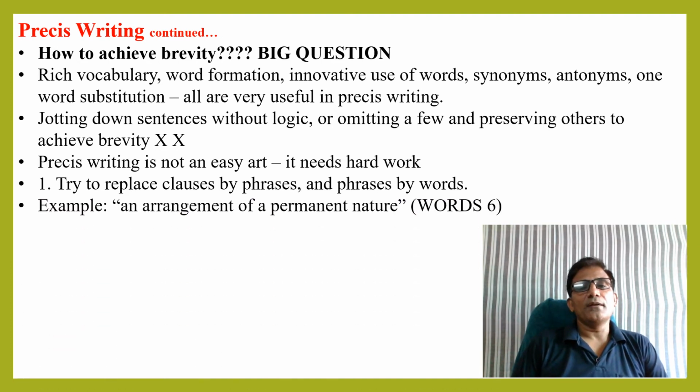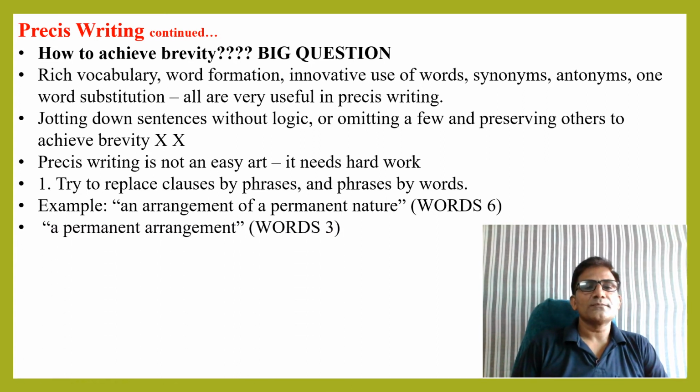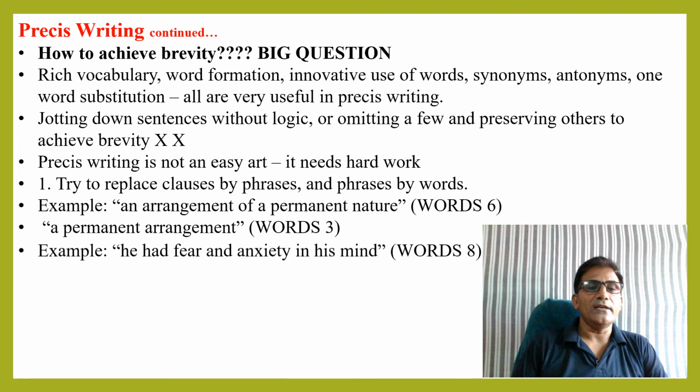Here is one example: an arrangement of a permanent nature. This expression has 6 words in it. An arrangement of a permanent nature. We can reduce the number of words by restating it in fewer words. A permanent arrangement. Look at this. There is no change in meaning. However, the number of words has decreased by 50%. Earlier it was 6 and now it is 3.